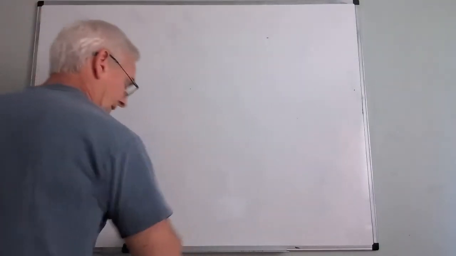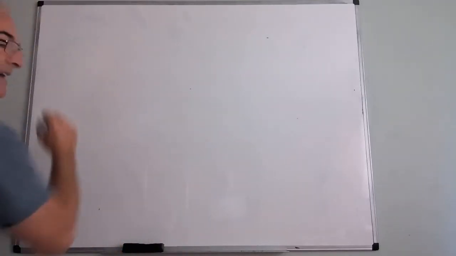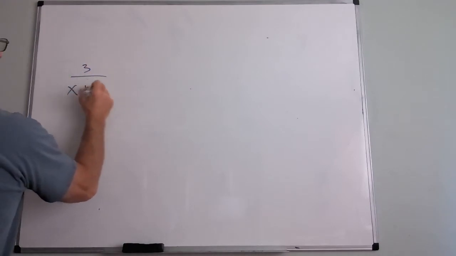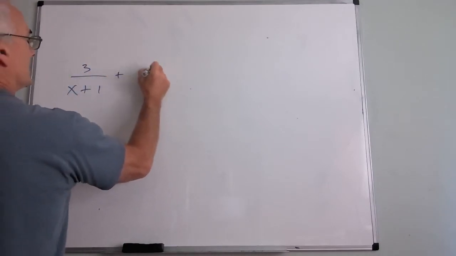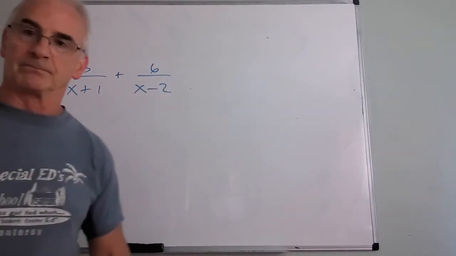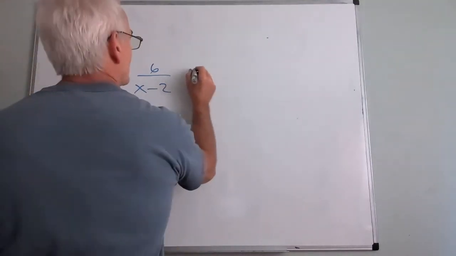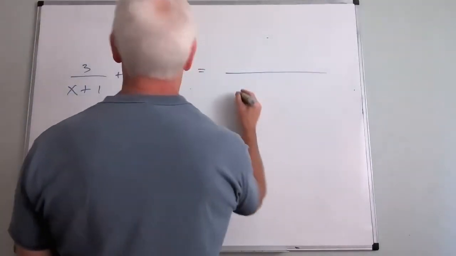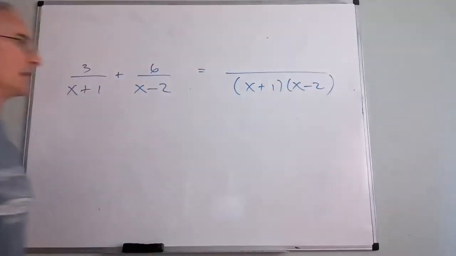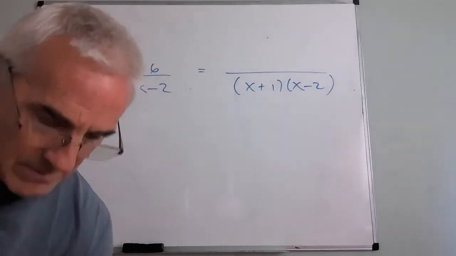Let me ask you a simple question. I would like to take something of the form, let's say, 3 over x plus 1, and add it to 6 over x minus 2. And I want to write this as one quotient. What would you do? Well, first of all, do you agree that that would be the denominator? So it'd be 3x minus 6 plus.